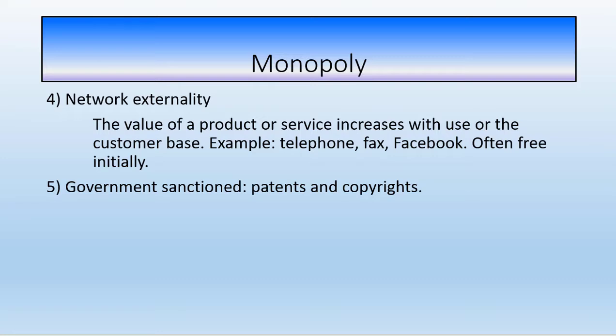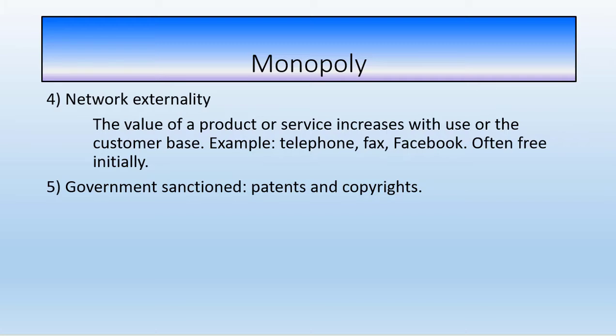And so it makes sense for them to want to give their product away, increase the number of people using the product so that network externality builds up. The fifth reason for how and why monopolies exist is sometimes they're government sanctioned. Patents, for example, especially on drugs, are important, and other inventions.